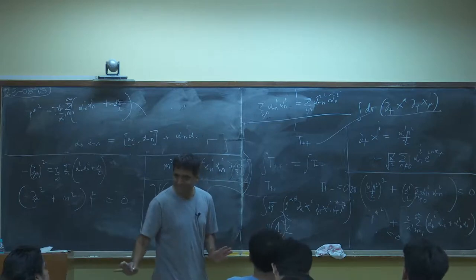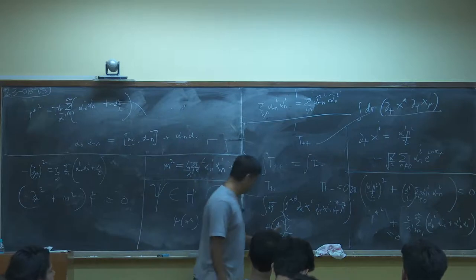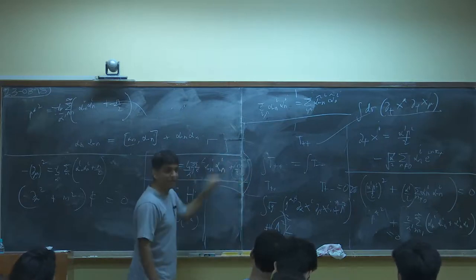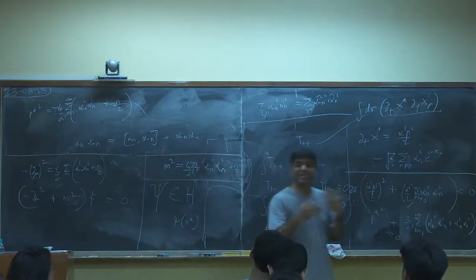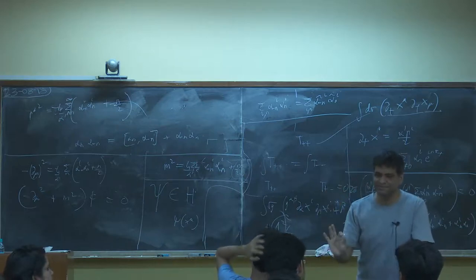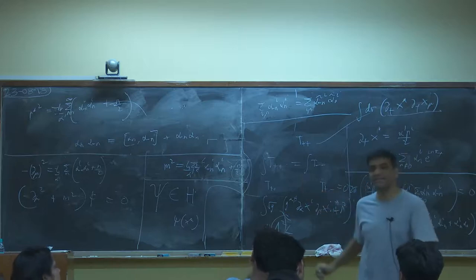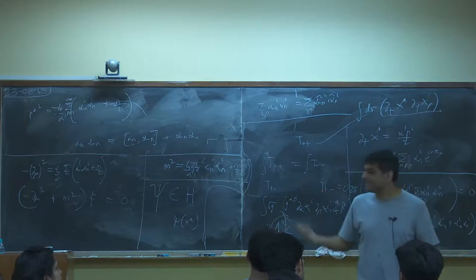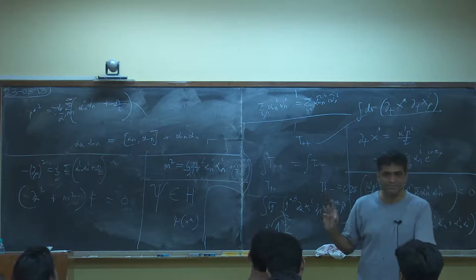Is this clear? So what we're going to do is to examine this part carefully, break it up into its length dependencies, and cancel any offending length dependence with a counterterm. What's left behind, we will not be able to cancel, and that will be physical. Is this clear?